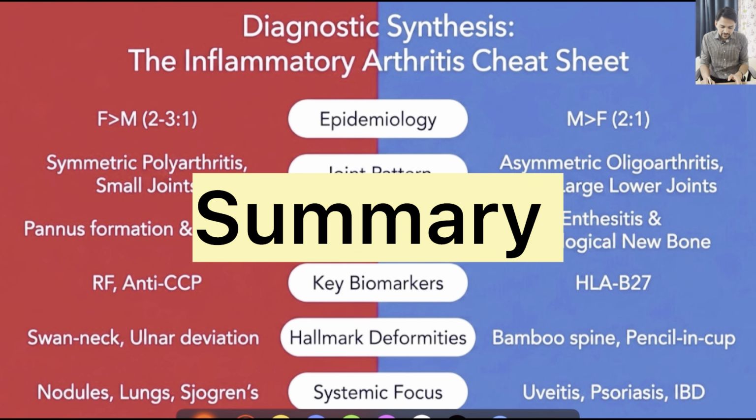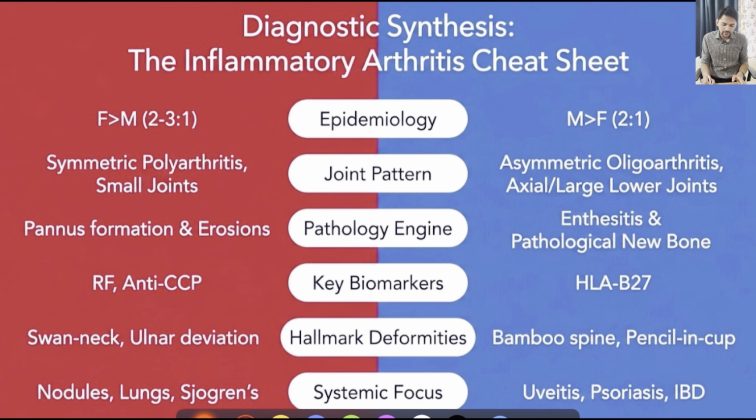Finally, to summarize, we will just see the differences between rheumatoid arthritis and spondyloarthritis. So rheumatoid arthritis is common in females. It will present as symmetric polyarthritis involving small joints, and pathologically we can see pannus formations and erosions. And the key biomarkers are rheumatoid factor and anti-CCP antibodies. The hallmark deformities seen in RA are swan neck deformity, ulnar deviation and all. And the systemic manifestations will be nodules in the lungs or secondary Sjogren's.